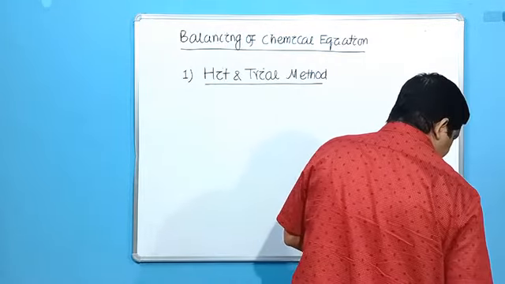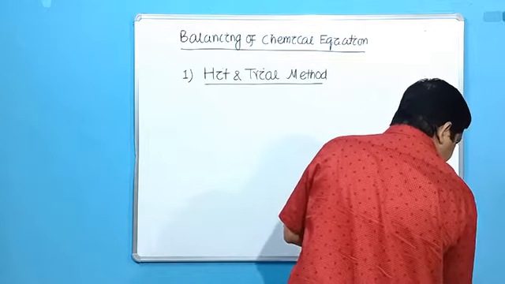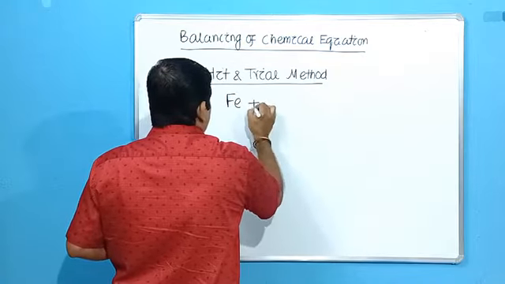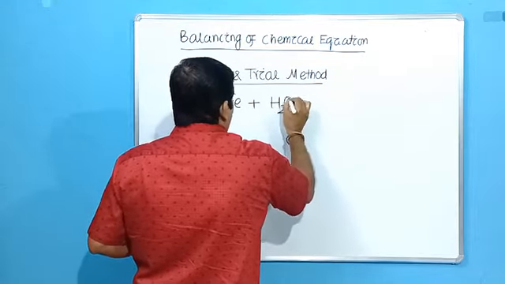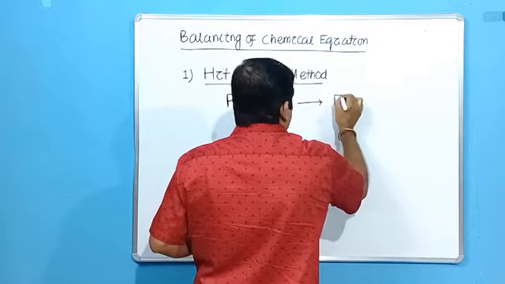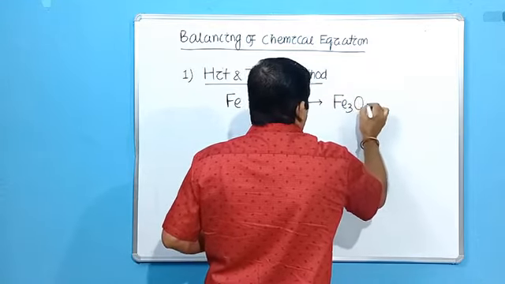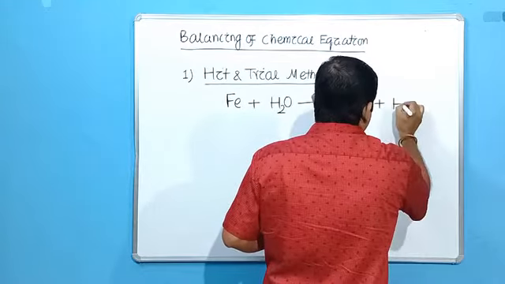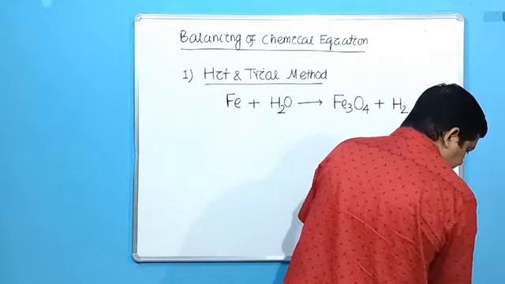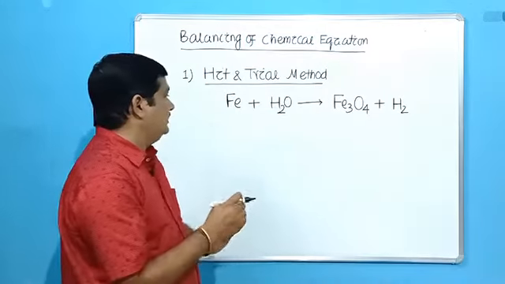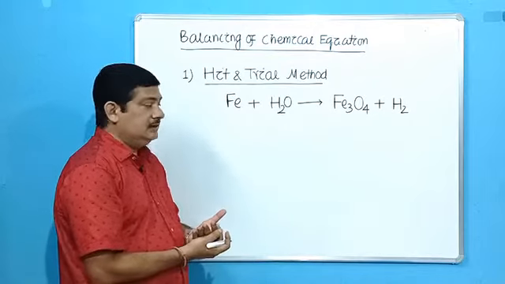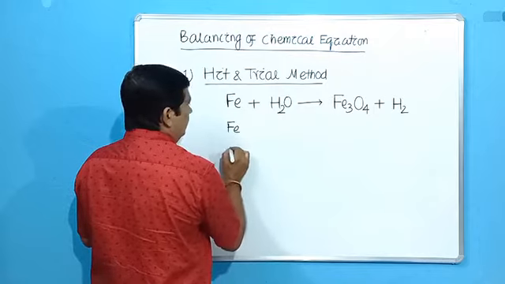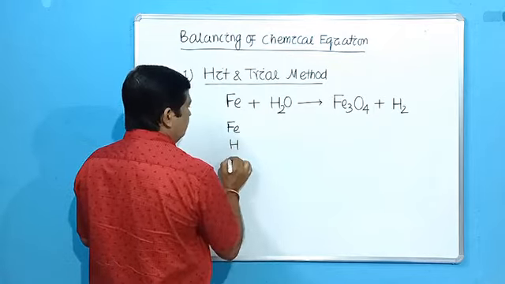Iron reacts with water to form ferroperioxide Fe3O4 plus H2. Fe iron reacts with water to produce Fe3O4 plus H2. Okay. So this is the skeleton equation which is to be balanced. So what are the components here? Metallic part is iron. Then we will go for hydrogen. Then we will go for oxygen.